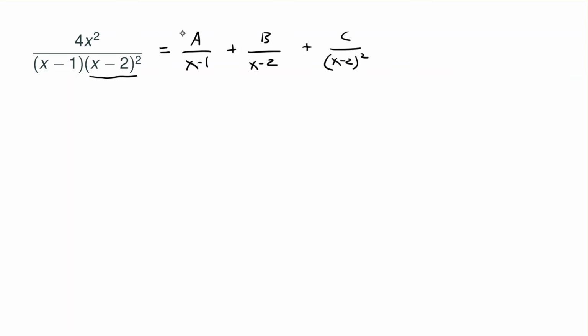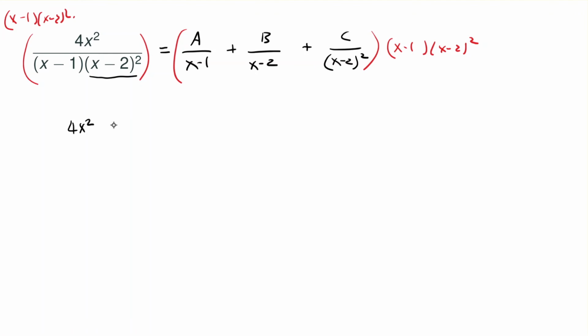So then we multiply by the least common denominator, the x minus 1 times x minus 2 squared, on both sides. Right? We multiply this on both sides. Well, here this cancels out with this, right? So the left side will only have 4x squared left.